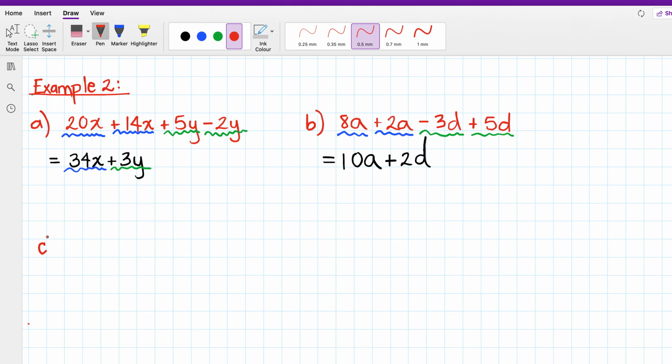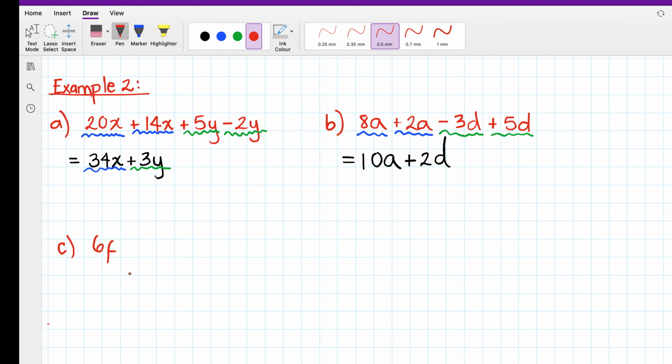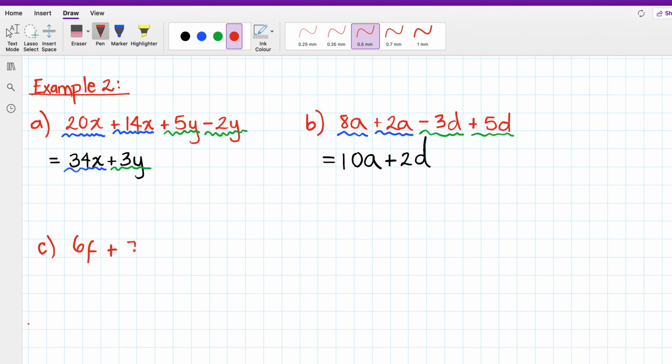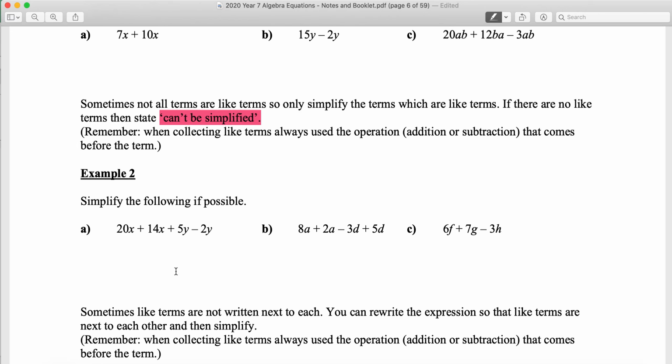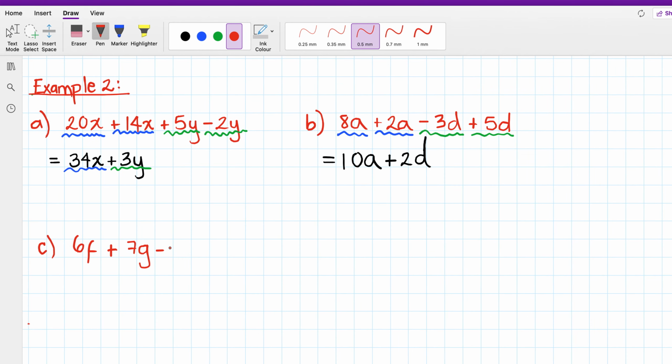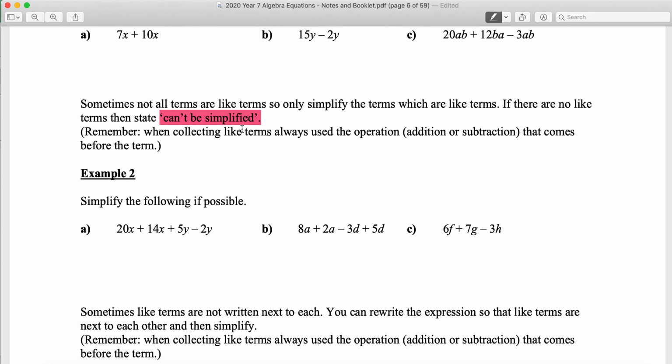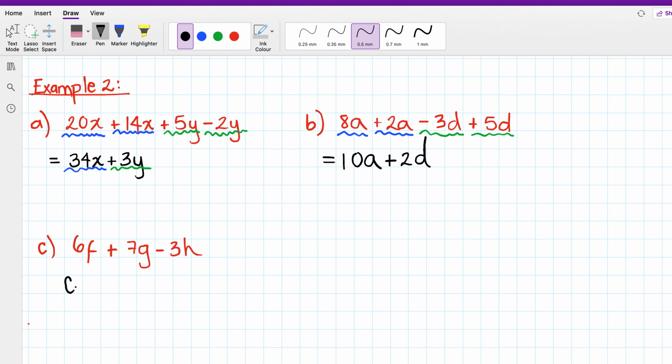6F plus 7G take away 3H. Okay, like terms. I have an F here, I have a G here, I have an H here. I don't have any like terms, therefore what do I write? What it says here, can't be simplified. So you just have to write can't be simplified.